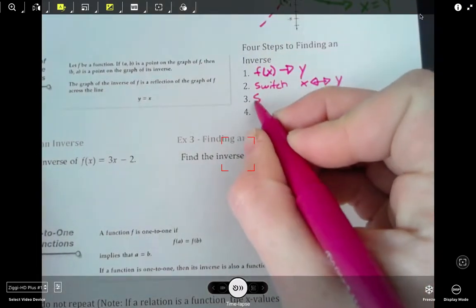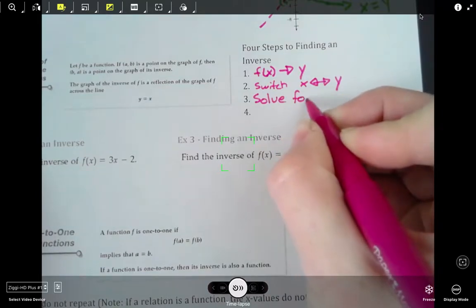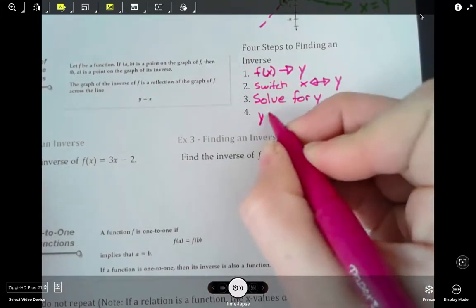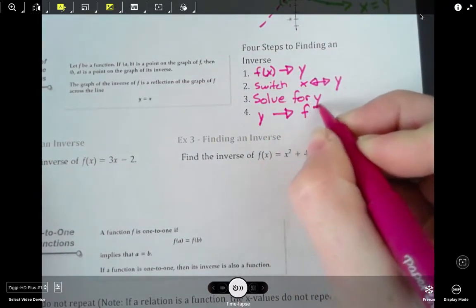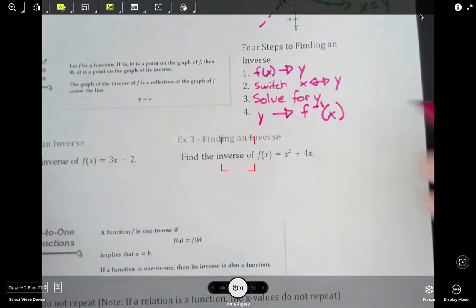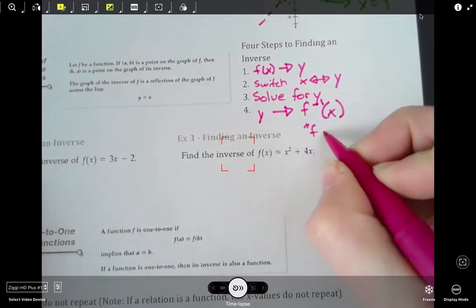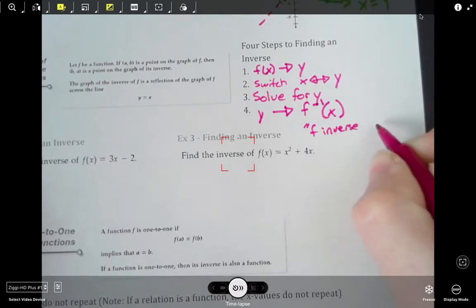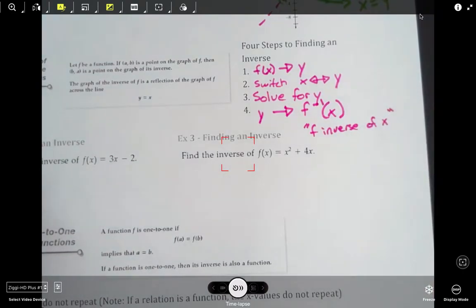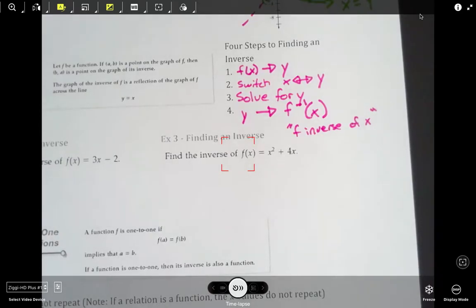Solve for y. And then you're going to take y and change it back to, this time, f inverse of x. F inverse of x. That's how it's read. F inverse of x. That's what that thing says. Okay? So you switch them around, you do all that stuff.